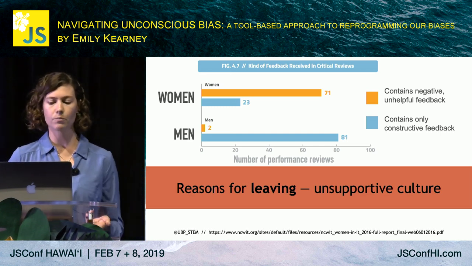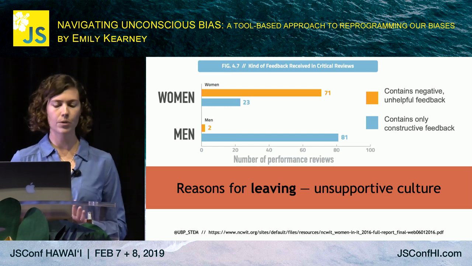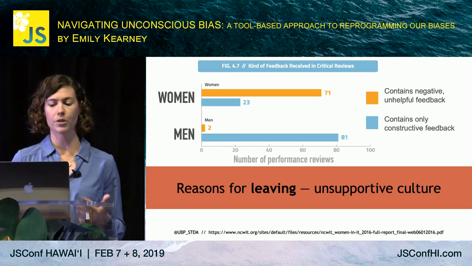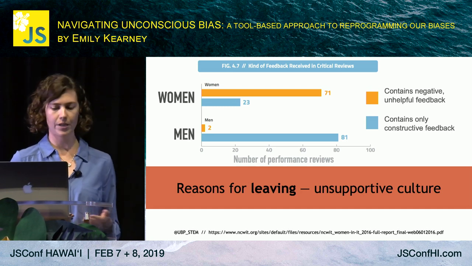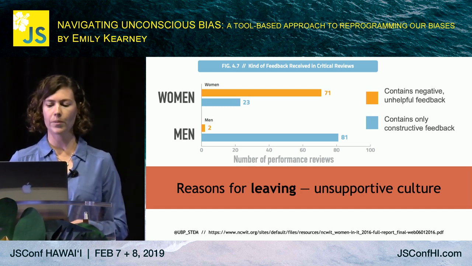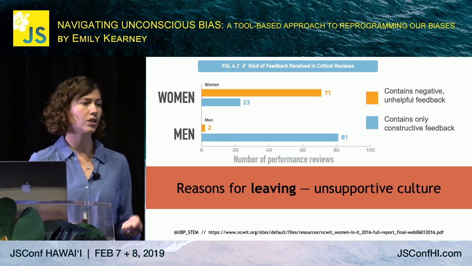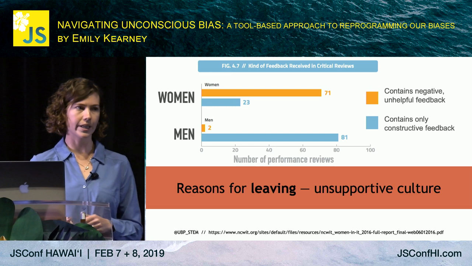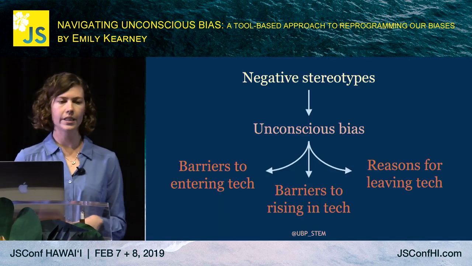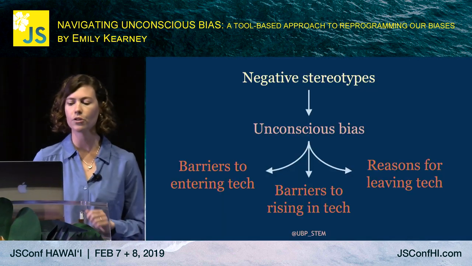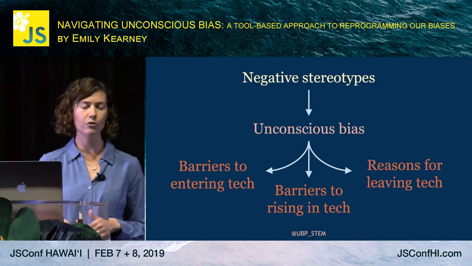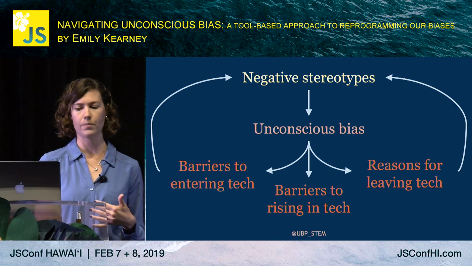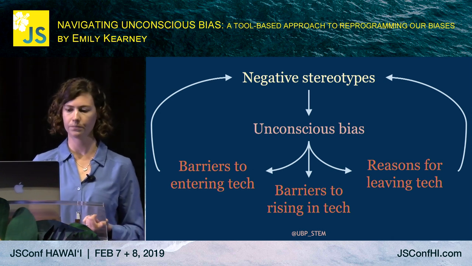One is feedback and performance reviews. In this study, the majority of women received reviews with negative, unhelpful feedback, while the majority of men received only constructive feedback. And the negative feedback for women was about personality in ways that reflect common unconscious biases, like telling women to pipe down or be less abrasive. So together, these barriers keep some groups underrepresented in STEM and tech and reinforce pre-existing stereotypes, creating what we've dubbed the positive feedback loop of negative stereotypes.